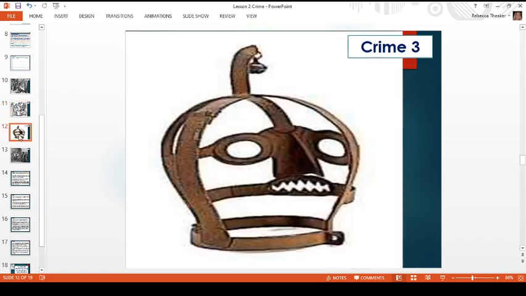Crime number 3, bit of an odd one. What punishment do you think this is? And what crime do you think a woman would have to have committed in order to be punished with this? This is quite a tricky one. People tend to find this one hard.